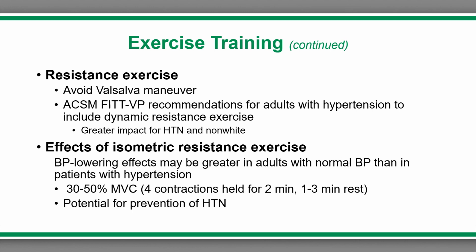And also isometric exercise, and this to me would be more for, I think, individuals that don't have quite as much capacity to lift weights. Holding a contraction for 2 minutes, but it's only 30 to 50% of the maximum voluntary contraction, and then you have rest in between. It doesn't have a real big impact, but it could be good for prevention of hypertension.